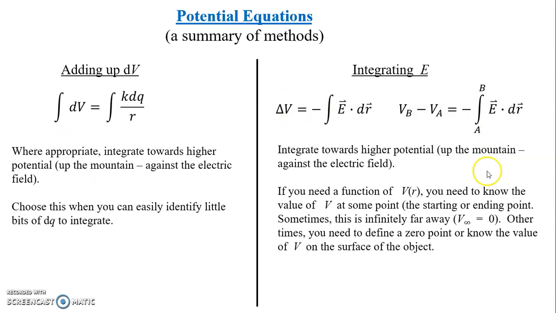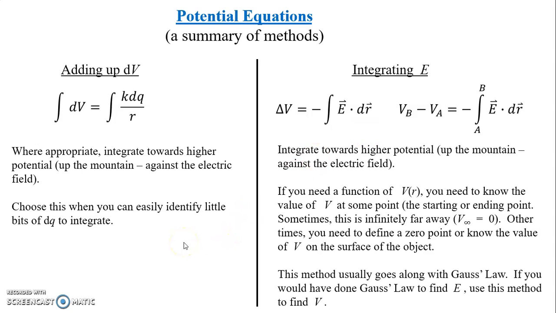And you might recognize this is very similar to when we decided whether to use Gauss's law or not. So really, you tend to use this right-hand side method when you would have done Gauss's law. So if you would have done Gauss's law to find E, then use this method to find V.